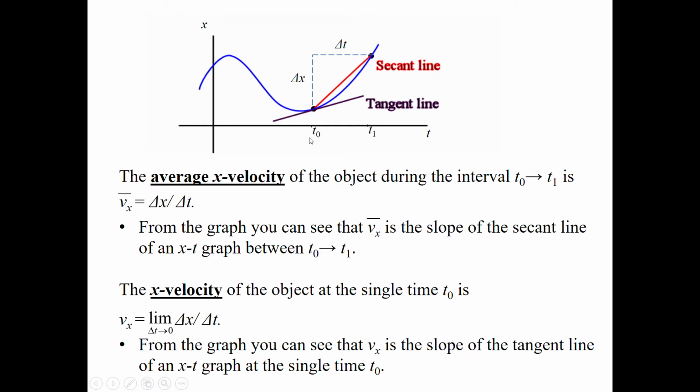Okay? So whereas average x velocity needs 2 times, you're talking about an average between 2 times, here you're talking about an instantaneous velocity. It applies only at a single time.